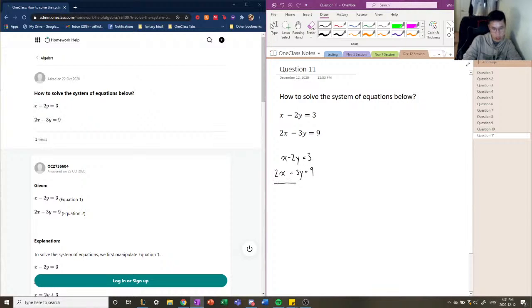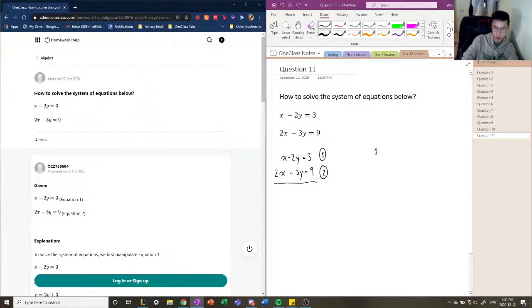And we're going to add them or subtract them. We're going to subtract them together, right? So the goal of our subtraction is to get rid of one of our variables, okay? So we're going to transform our first equation here. I'm going to label this 1 and 2.